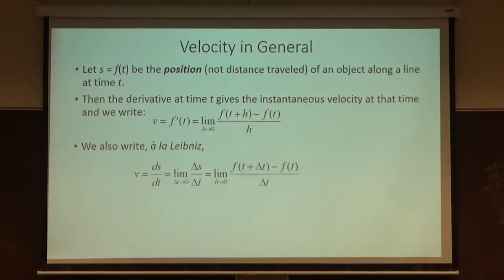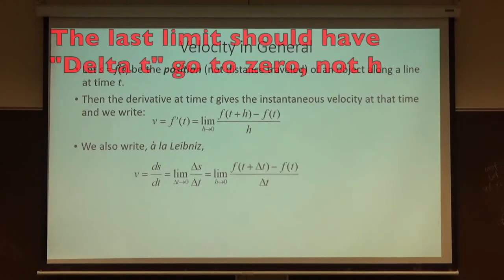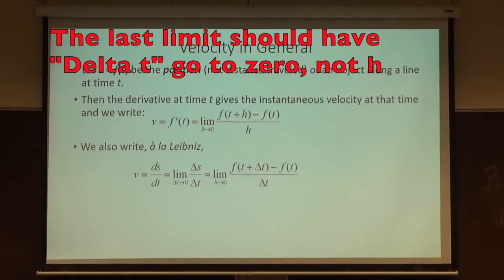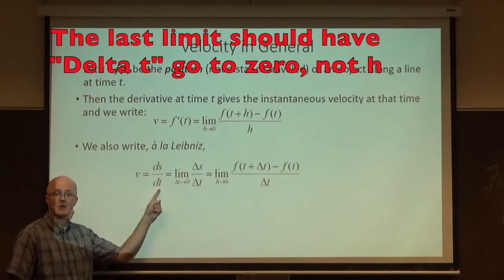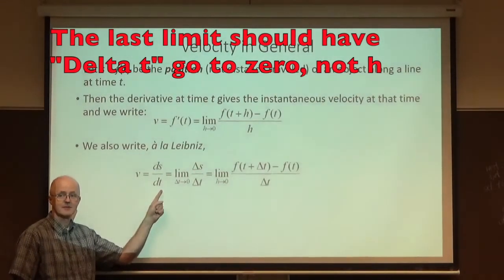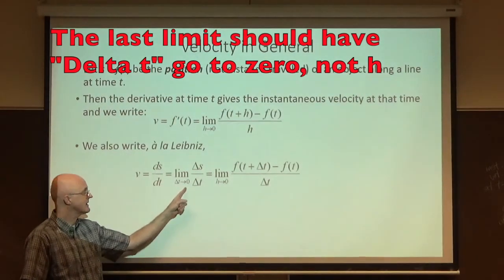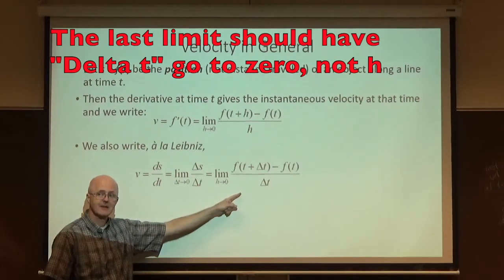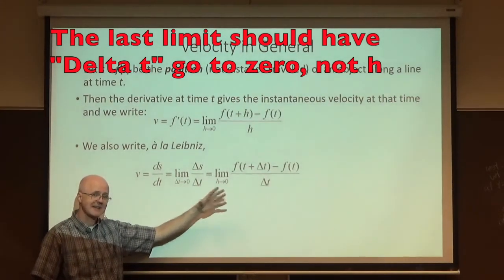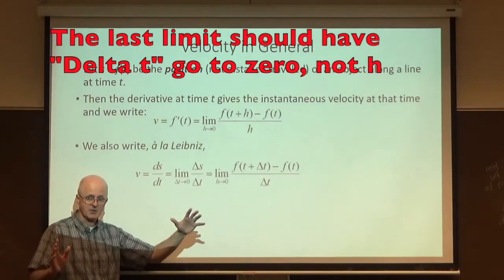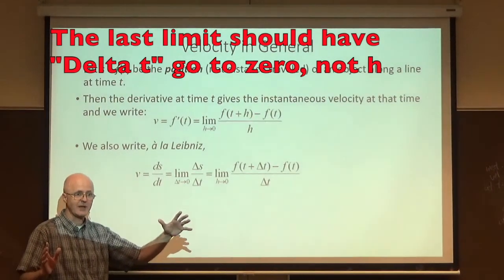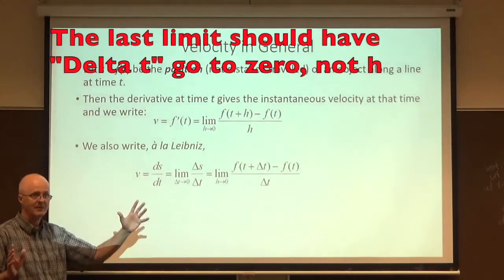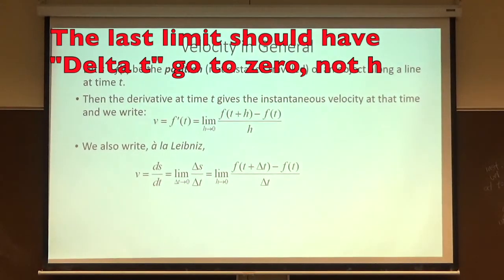You could also write it like that: v equals ds dt. That's called the Leibniz notation for the derivative. You can think of it as this limit or that limit. I'm going back to delta t's here because it's for a conceptual point. I'm not going to really emphasize that conceptual point until Wednesday, but this is something to know.